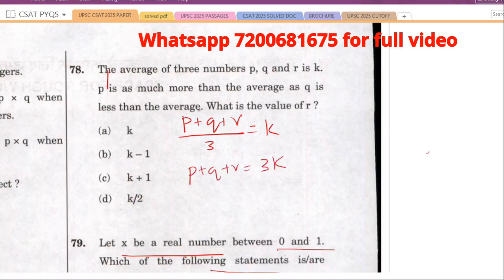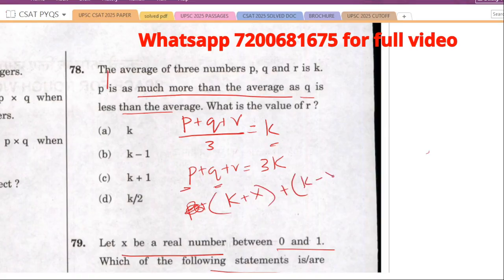This is what is given. Now it is also given P is as much more than the average as Q is less than the average. Okay, so this is P, this is Q, and this is the average. So suppose P is as much more than the average. Suppose X is the increase. Instead of P, I am writing K plus X because it is a little bit more than the average, they are telling. Plus, instead of Q, I am writing K minus X.